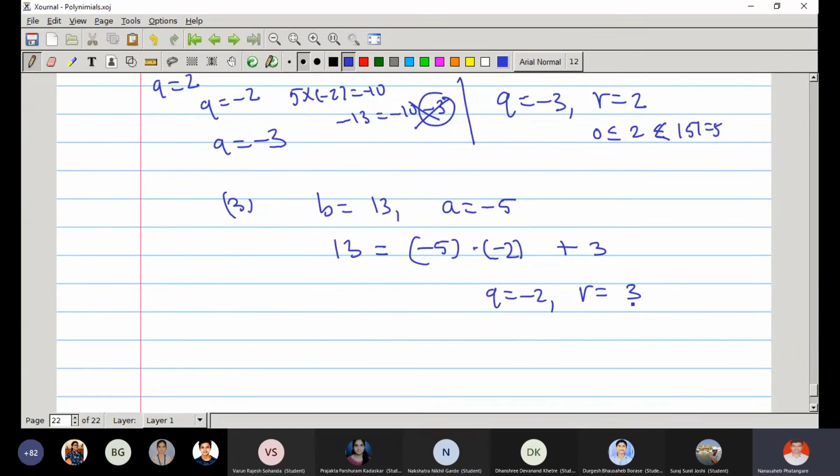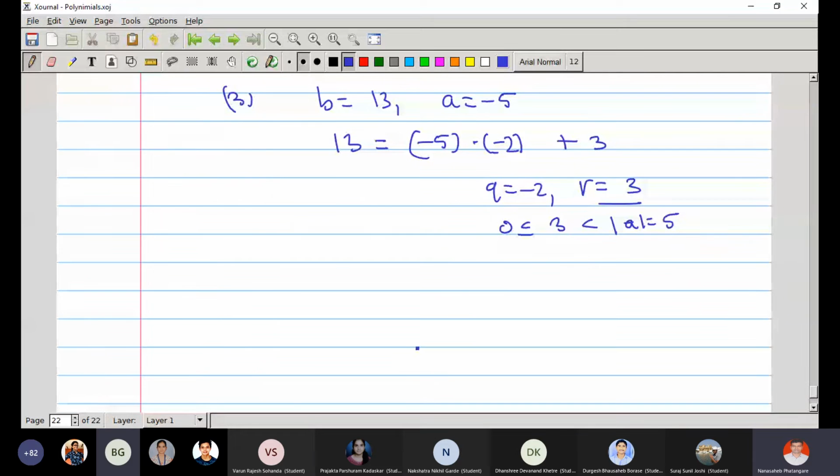And clearly the remainder satisfies the condition that it is greater than or equal to 0 and strictly less than the absolute value of a, which is 5. Right, so this is the division algorithm for integers. Is it clear?